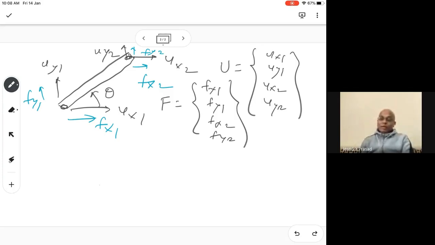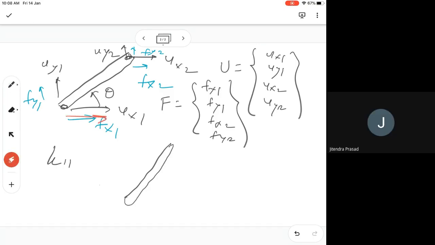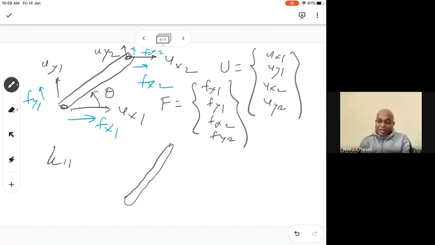And what is the meaning of that? If you want to find out k11, how will you find it? In order to find out k11, you are going to fix all other degrees of freedom. Here the freedoms are 1, 2, 3, and 4. So we are fixing all the degrees of freedom, meaning that we are going to fix like this.